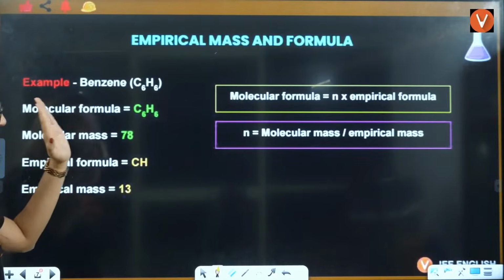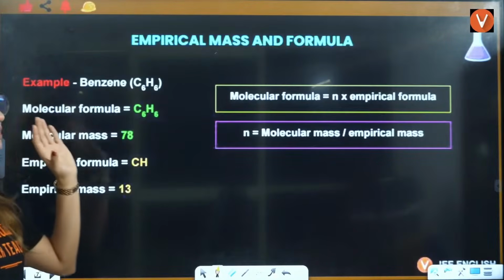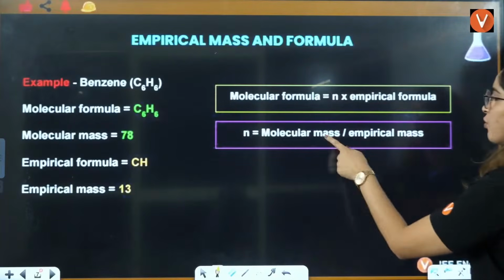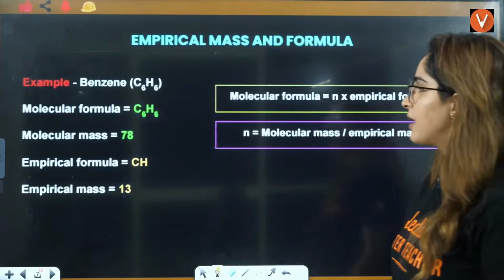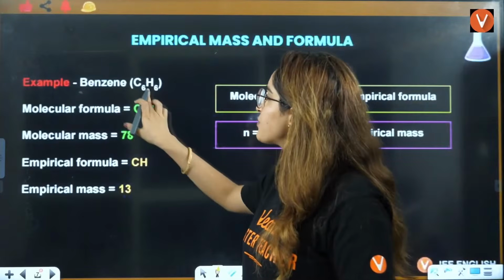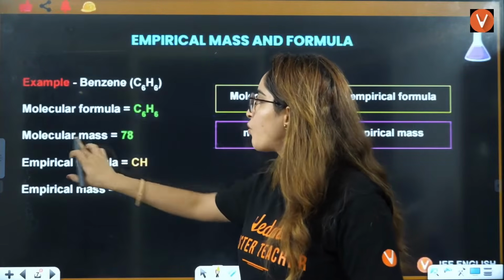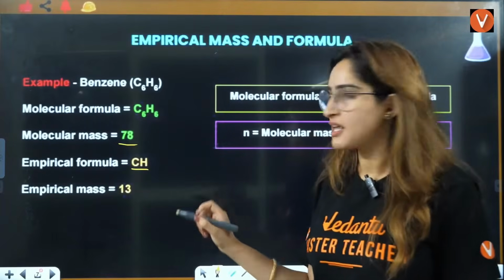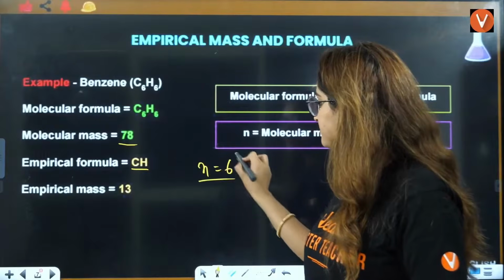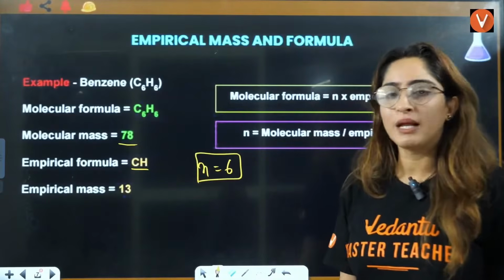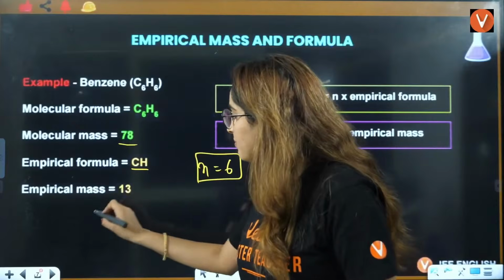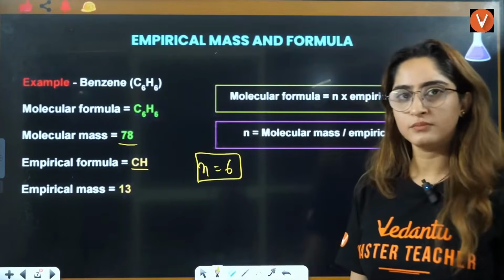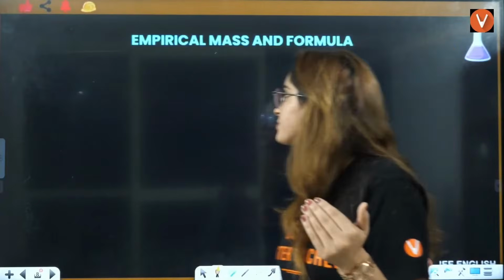Okay, this is what I told you about the formulas. Molecular formula is equals to N into empirical formula. N is equals to molar mass by empirical mass, right? So if example is benzene is given, molecular formula is this, molar mass is 78. Empirical formula is divided by 6. So N is going to be 6 here, right? Empirical formula is CH. So empirical mass will be 12 plus 1, that is nothing but 13. Okay, that is about all the terms here.